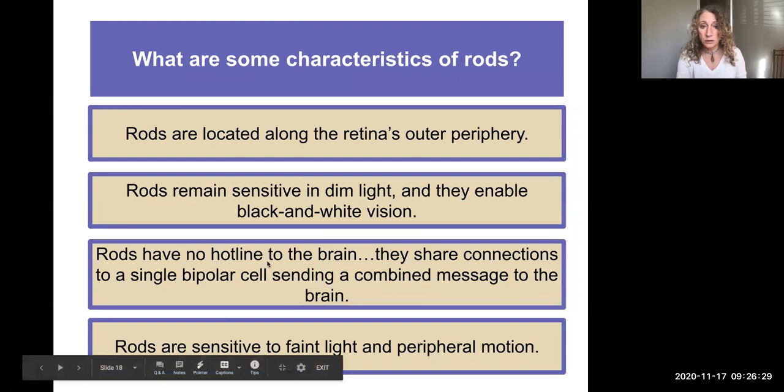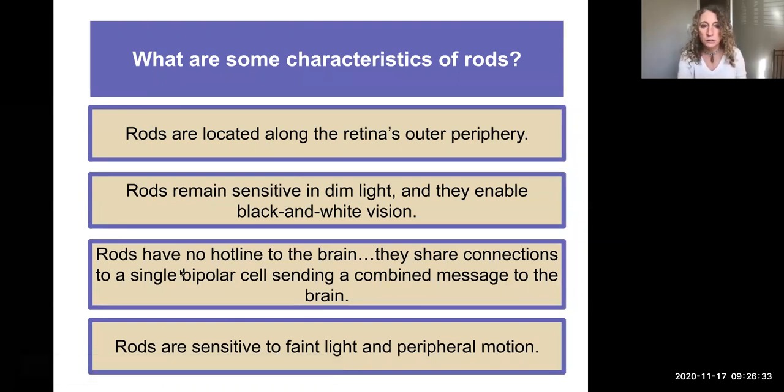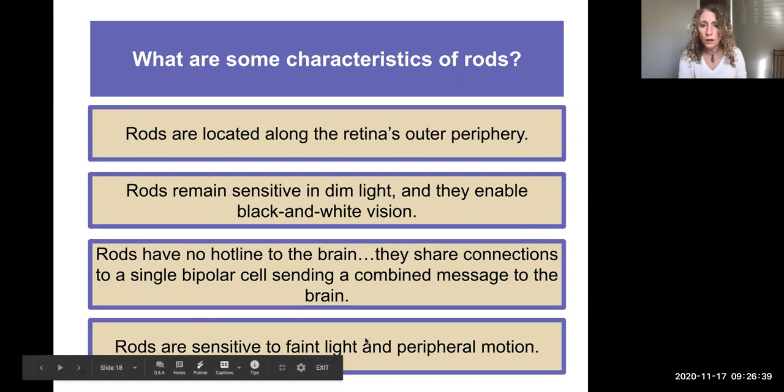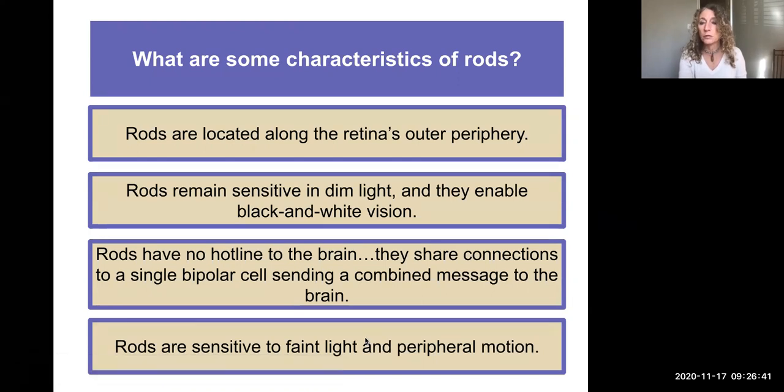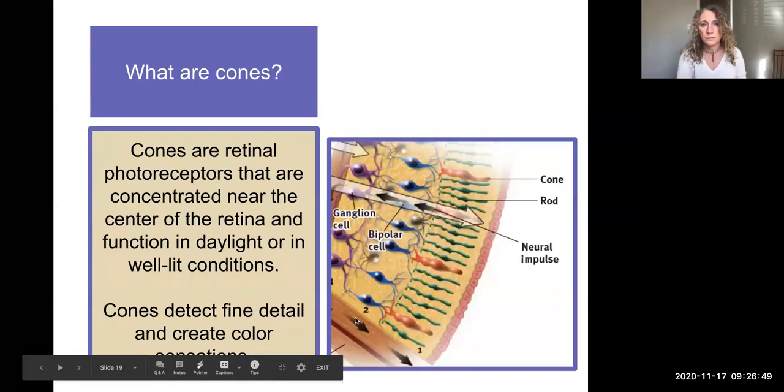And let's see what else. They have no hotline to the brain. This is important. They share connections to a single bipolar cell and send a combined message to the brain. Rods are sensitive to faint light and peripheral motion. So you know how you sometimes feel something kind of to the side? That would be like activating your rods.